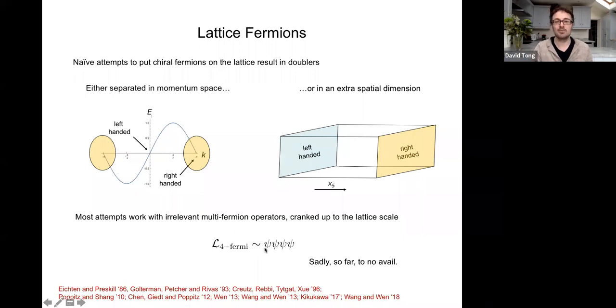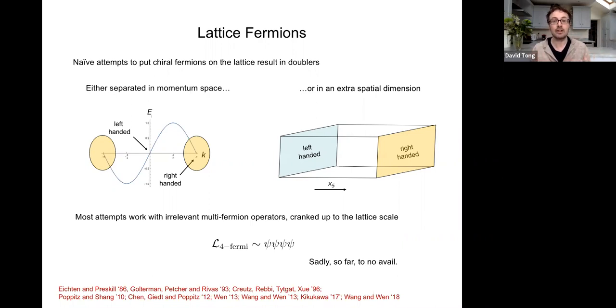Now, as I've stressed already in this talk, the four-fermion terms in four dimensions are irrelevant, and from a continuum field theory perspective cannot possibly give fermions a mass. But on the lattice, you can rely on what you might view as a lattice artifact. You can take the coefficient in front of this four-fermion term and crank it up so it's strongly interacting at the lattice scale, at the UV cutoff scale.